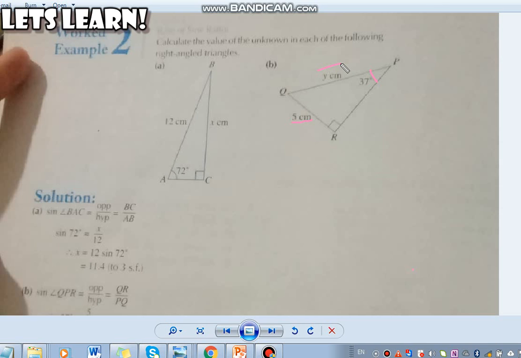Then my second step is I will be labeling my sides according to my acute angle. So if I consider this as my acute angle, then because this side is just in front of my acute angle, it will be my opposite side. And this side is opposite to the right angle in my triangle, that's my hypotenuse.